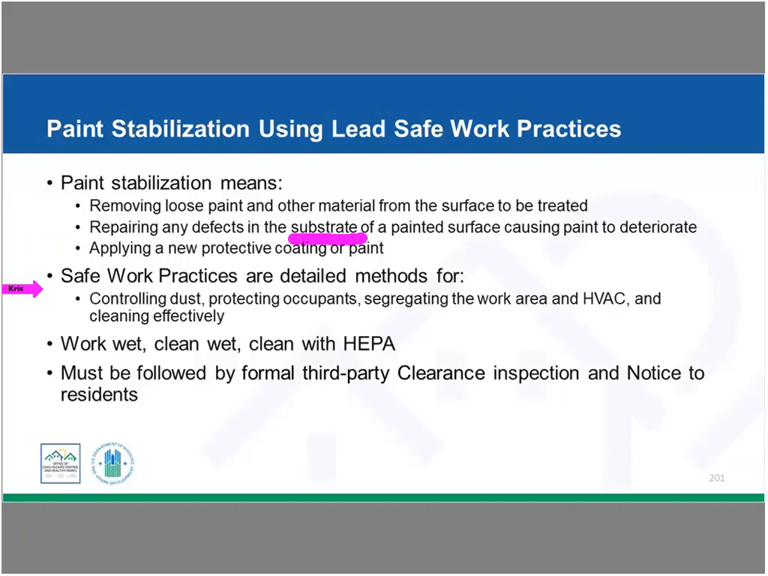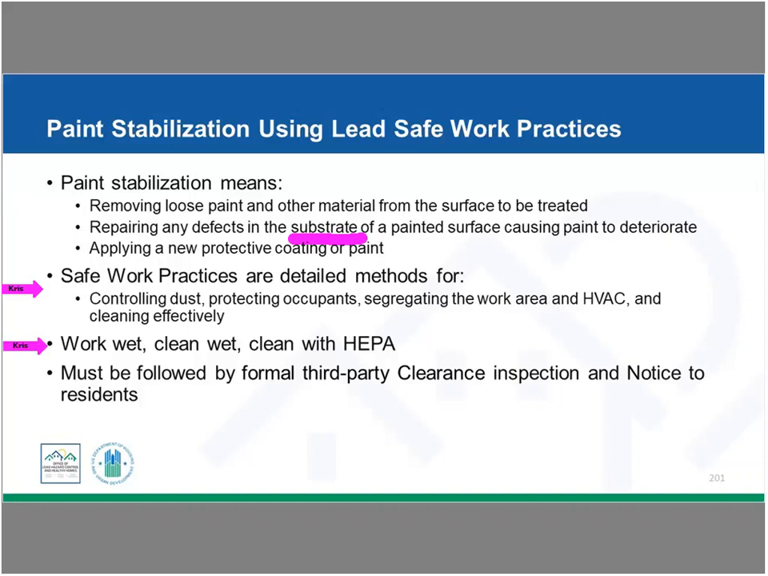We also need to make sure that whoever is doing this paint stabilization has been certified as an RRP supervisor or worker. We'll talk about that in the next slide, but that RRP supervisor or worker, they are trained in safe work practices, so they understand about how to control the dust, they know about how to protect occupants, how to segregate the work area, also how to clean effectively.